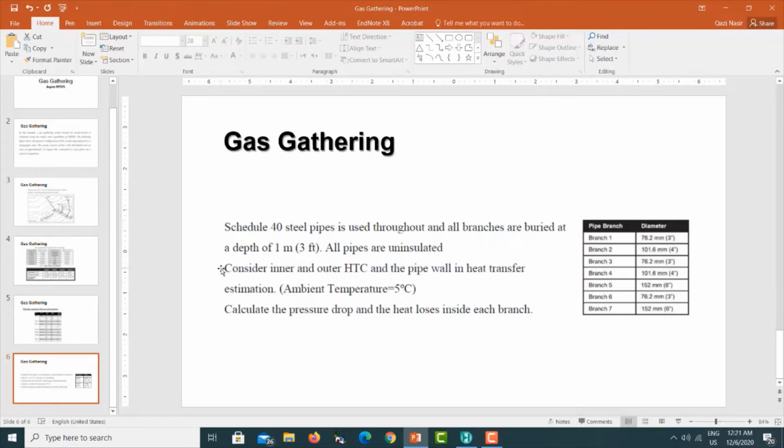What else do we need? We need to know the heat transfer coefficient. So we need to assume the inner and outer heat transfer coefficients, and the pipe wall, in the heat transfer estimation.